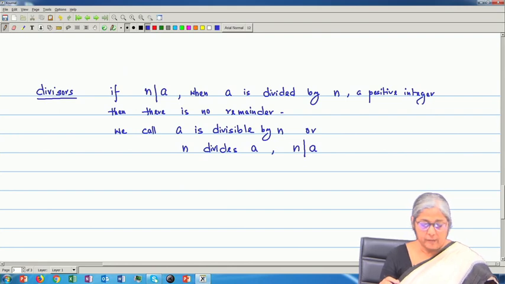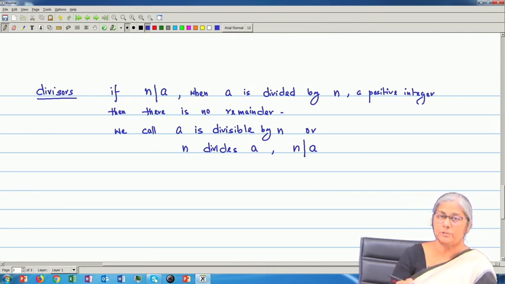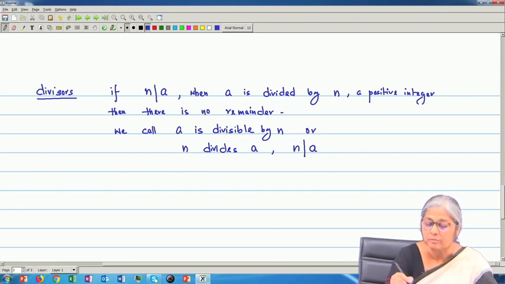So, the divisors have some properties, though they are very primitive, but we require them for the explanation of the different properties of A modulo n. So, we quickly write down some of the properties of divisors.